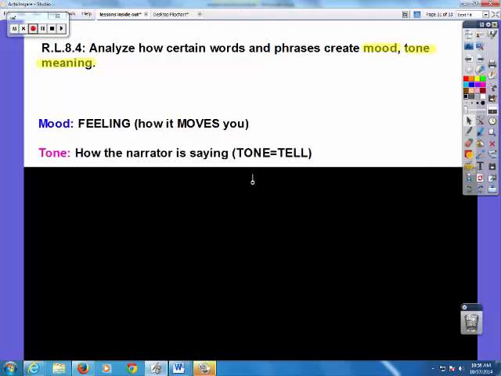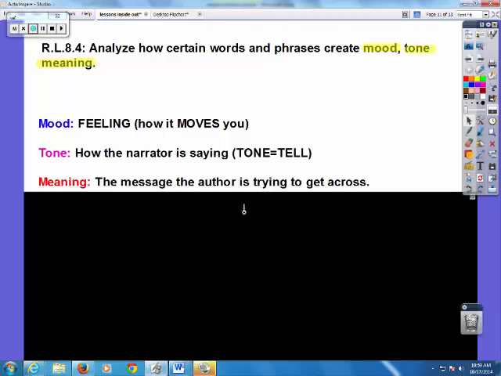Tone, which is a little harder, is how the narrator is saying it, the words. So someone says something in a certain tone. I like to use tone equals how they tell it. Tone is how you tell it. So remember, tone, tell. You can hear the same sentence spoken in different tones. For instance, you could hear, "Get down here right now!" Or you could hear, "Get down here right now." They're different tones. How you tell it is the tone of the story. So how the narrator tells it.